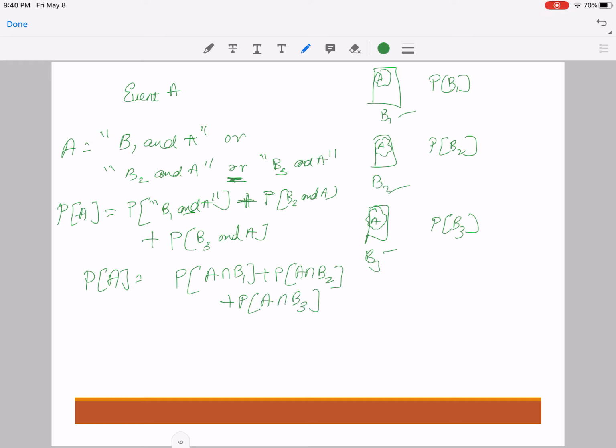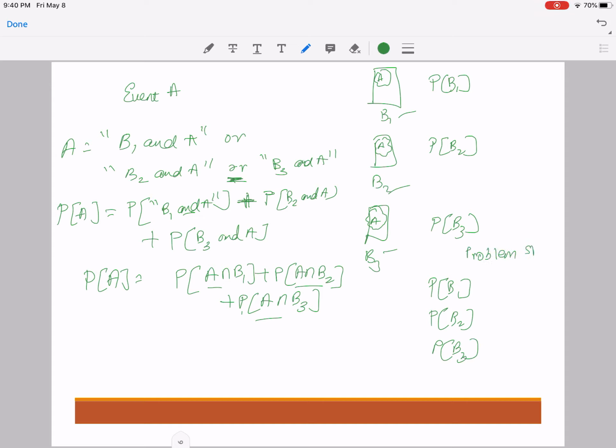For problems pertaining to the law of total probability, these terms are rarely given to you directly, but they are given to you indirectly. For example, a problem statement may directly give you the probabilities of choosing these sources: P of B1, P of B2, P of B3. These may be given to you in the problem statement.